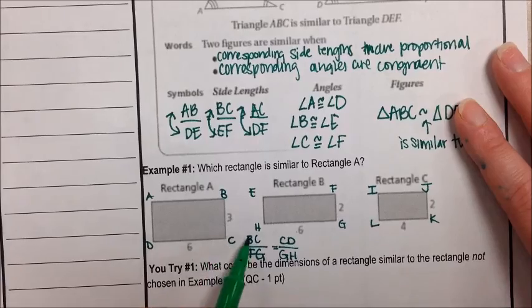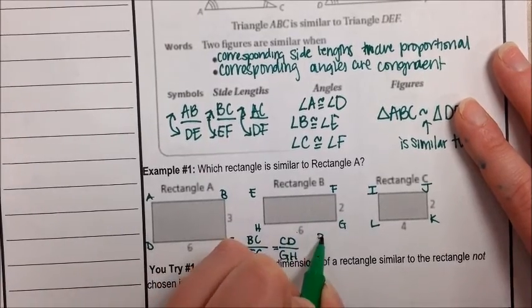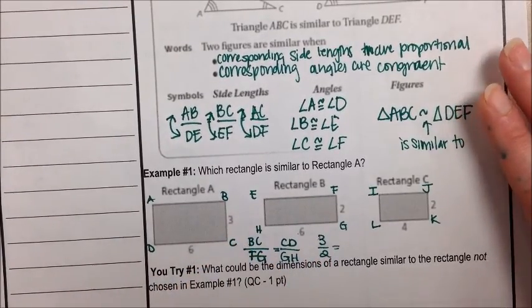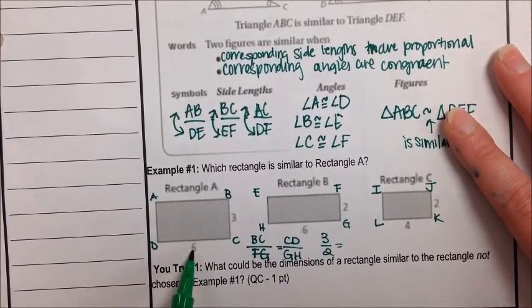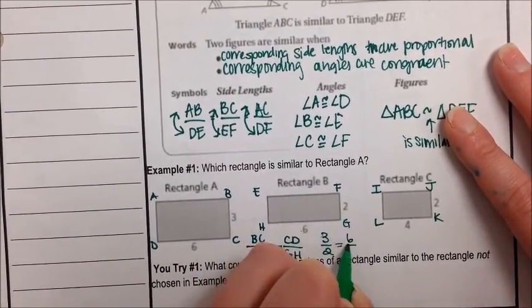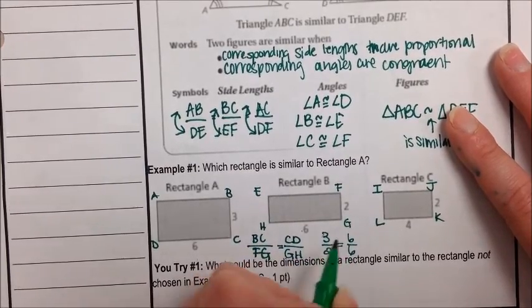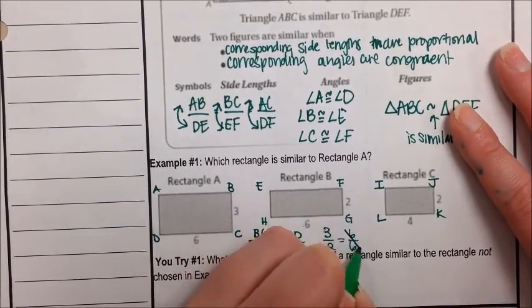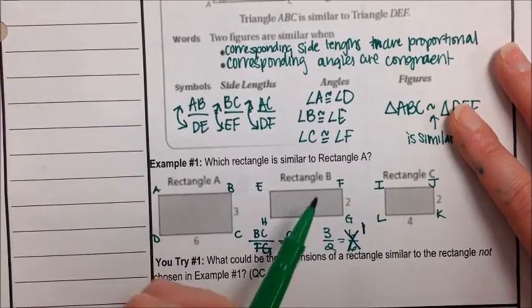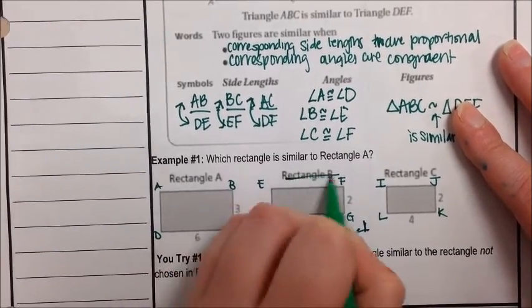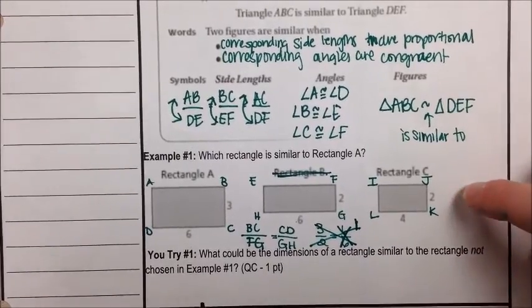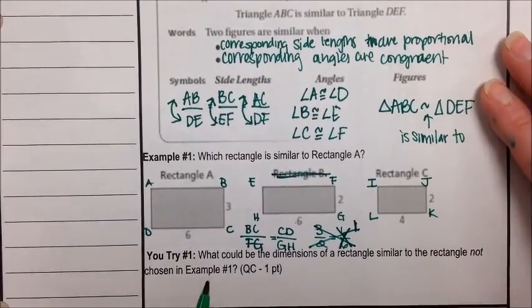If I do BC divided by FG, that's 3 over 2. And if it's similar, it should be equal to this one divided by this one, which would be 6 over 6. Well, 6 divided by 6, we know that's 1. And I know for a fact that 3 divided by 2 is not 1, so it's not rectangle B. But we want to check just to make sure this is right.